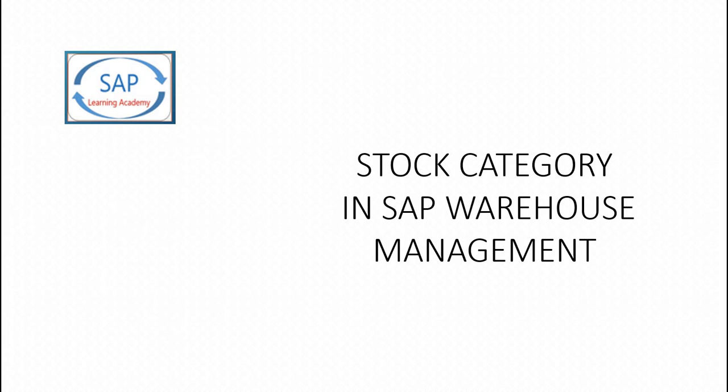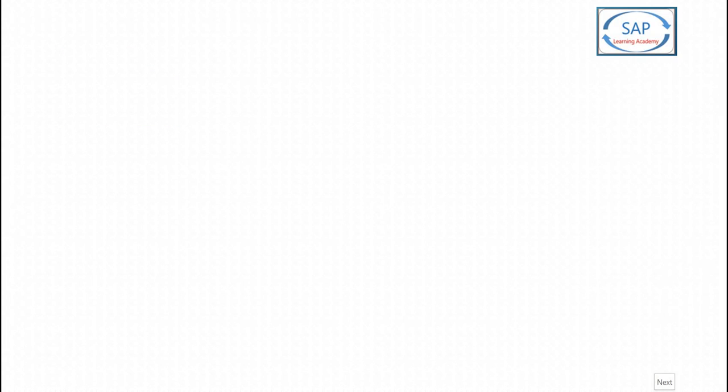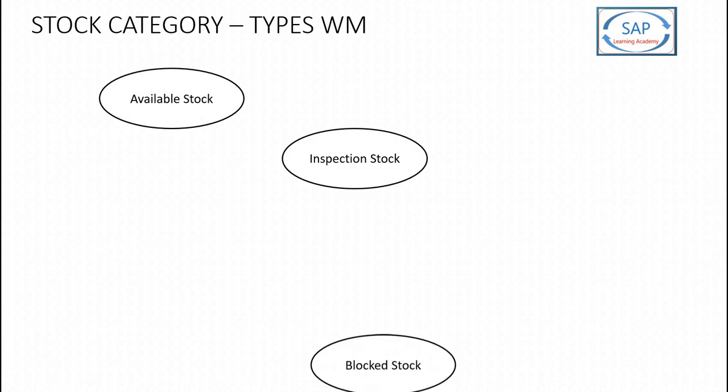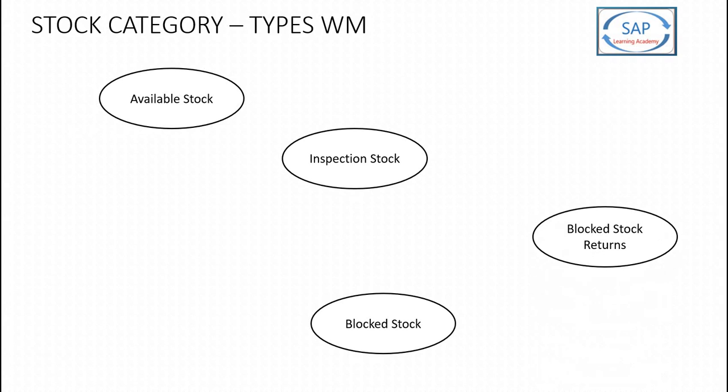So let me show you the categories. What are the types of categories available? Those are available stock, inspection stock, blocked stock, and blocked stock return. So when the material comes into the warehouse, the overall process can be categorized into these four parts: available stock, inspection stock, blocked stock, and blocked stock return.